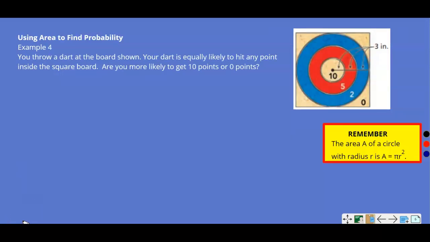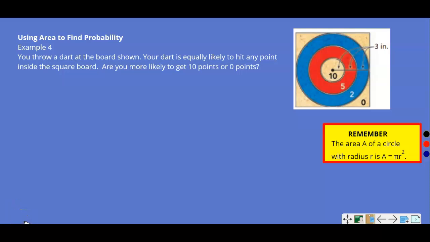Example 4, using area to find probabilities. So we mentioned something called geometric probabilities when we were talking about definitions, and that's when you're calculating a ratio of lengths, areas, or volumes. So this is going to fall under that definition. Example 4, you throw a dart at the board shown. Your dart is equally likely to hit any point inside the square board. Are you more likely to get 10 points or 0 points?